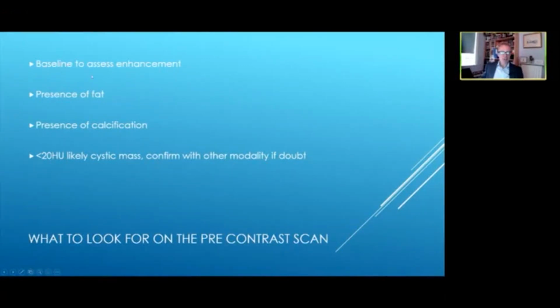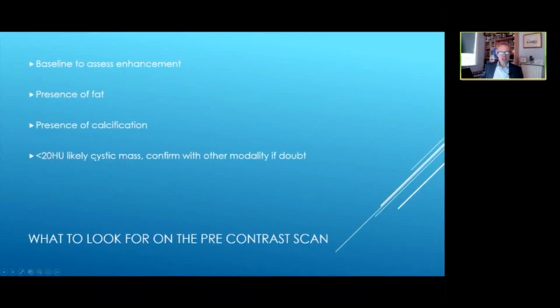So what you need to look for on the pre-contrast scan, you need to get your baseline assessment. So you need to measure the density of the mass non-enhanced. Look for the presence of fat. If you can see fat, most of the time you can forget about the lesion, discharge the patient. There are exceptions which we'll talk about. Calcification is also important.